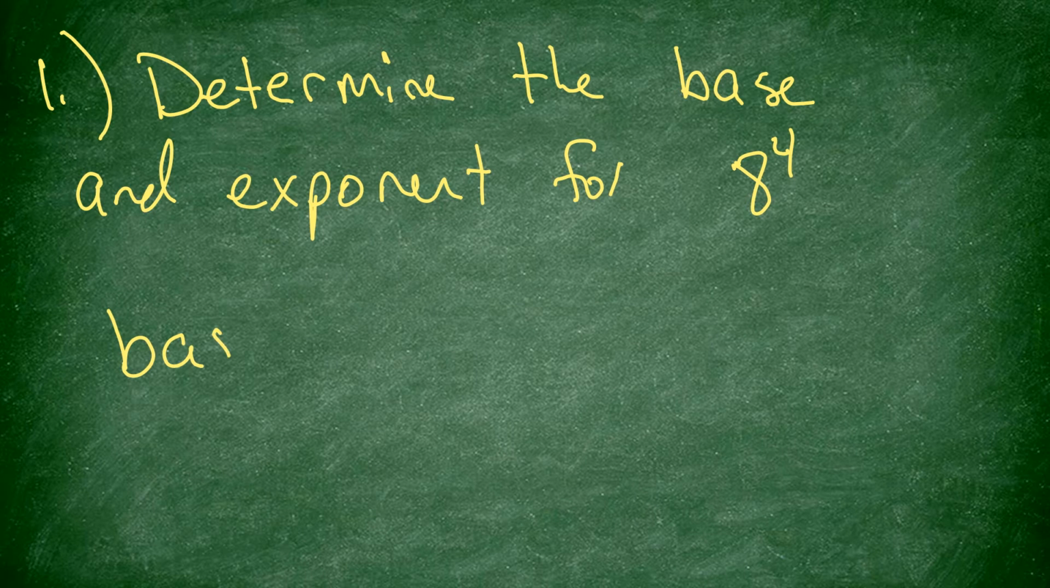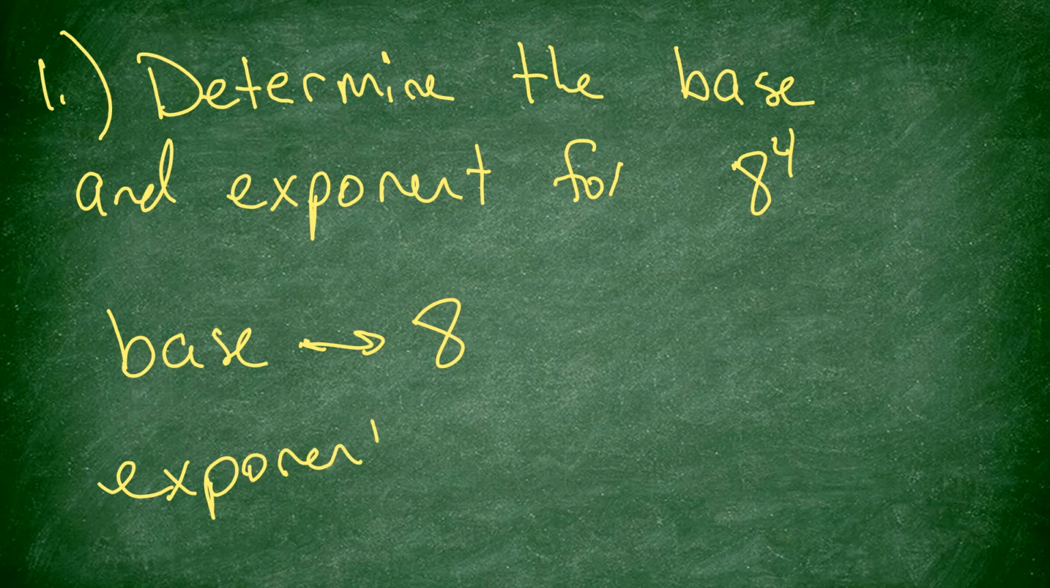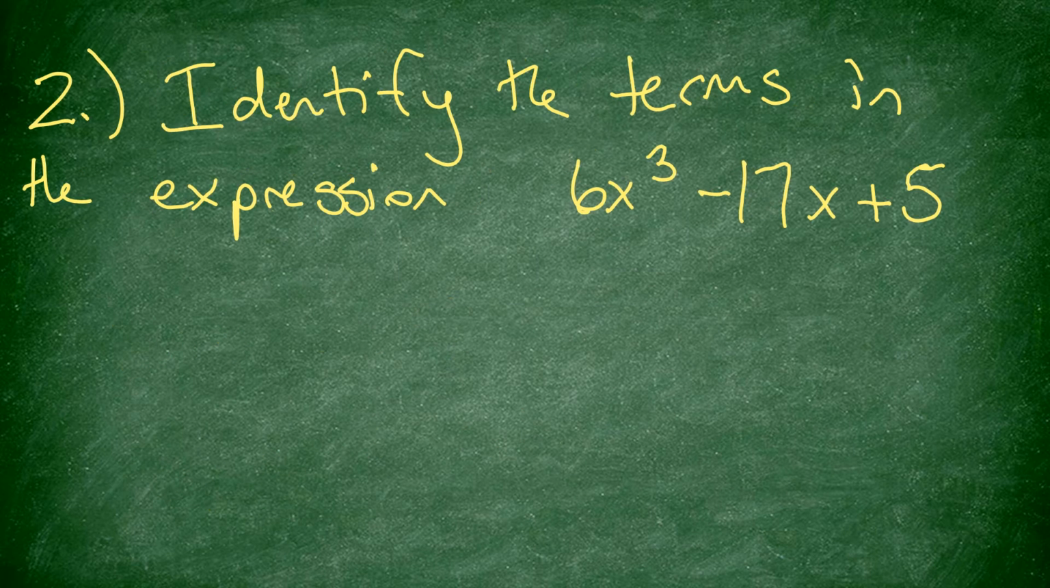So the base is the big 8, and the exponent is the little 4. If you did 8 to the 4th to get 4,096, you did 8 to the 4th, but you didn't do what the question asked. So hopefully you actually paid attention and understood the directions.